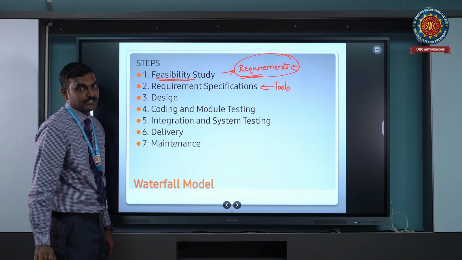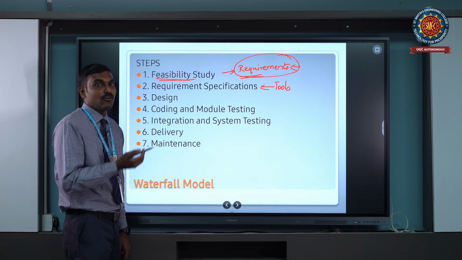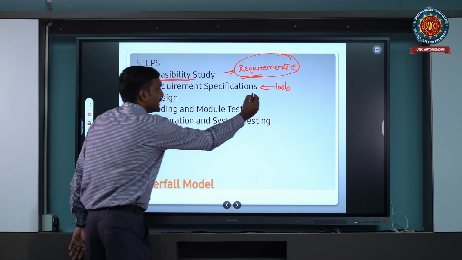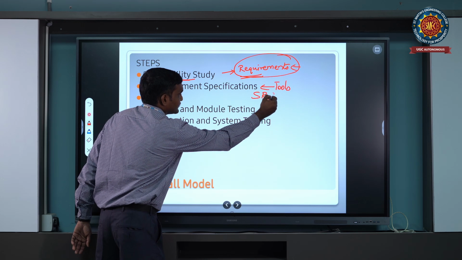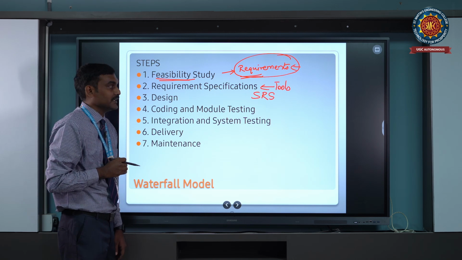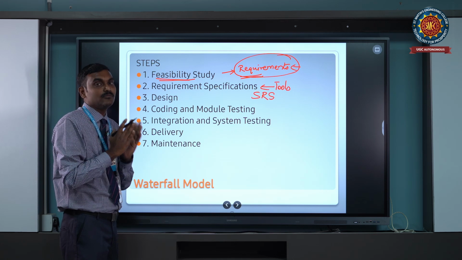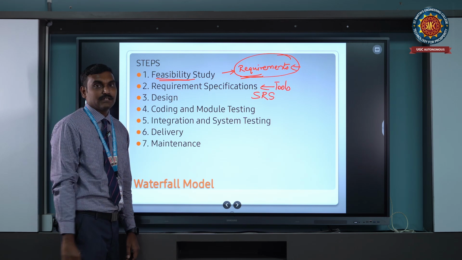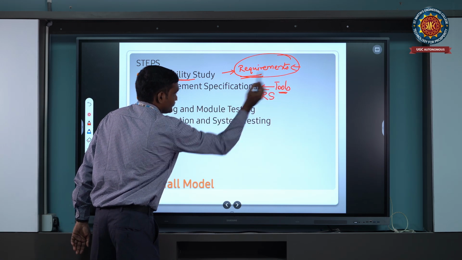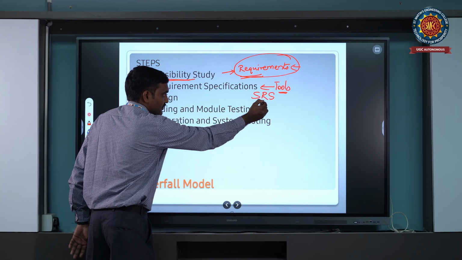Once the tools are specified, then what is the cost of the project, how the project must be done, all these steps will be written in a document which is called the software requirement specification document, SRS. In this SRS document, all the things that are important to develop the project are specified. All the tools, the cost of the project, and how the project must be done will be discussed in this document.